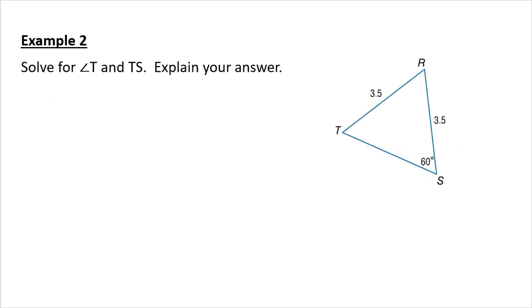Okay, number 2. Solve for angle T and TS. Okay, so I know this side is congruent to this side. That means that this angle is 60 degrees. Well, I have two 60-degree angles. All I have left over is 60 degrees, making this also be 3.5, since equilateral triangles are also equiangular. So angle T is equal to 60 degrees. TS is equal to 3.5.